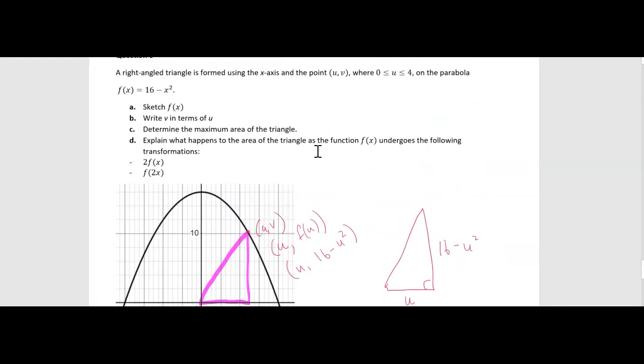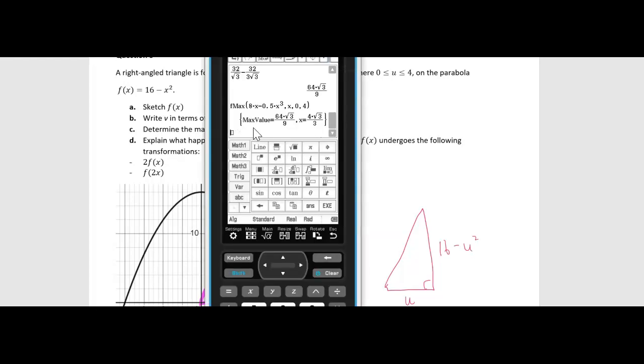Explain what happens to the area of the triangle as the function f of x undergoes the following transformations. You can use define in your calculator if you're unsure what happens with this function notation, although it's in your notes. So you're defining f of x. I wrote the area formula here, so copy that, equals. That's your area of the triangle.